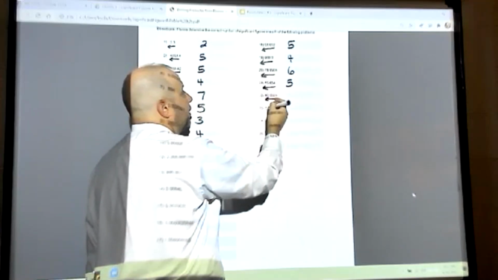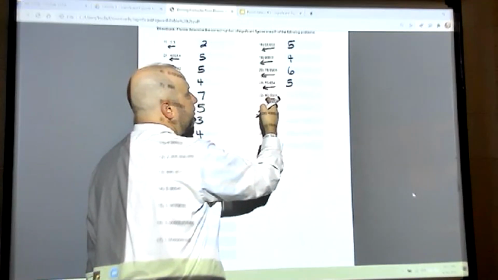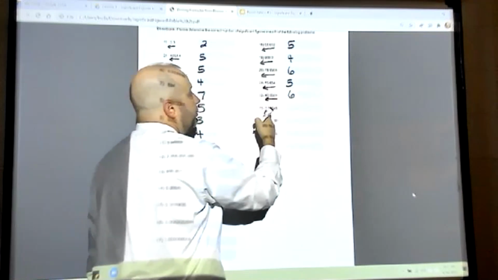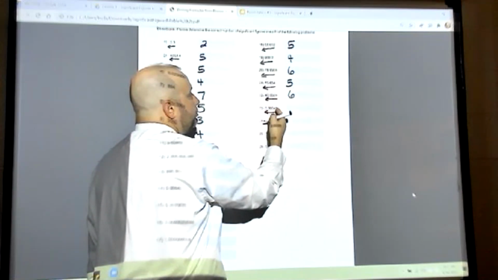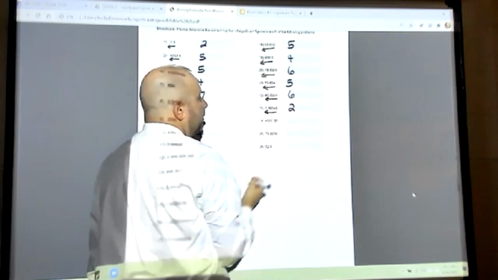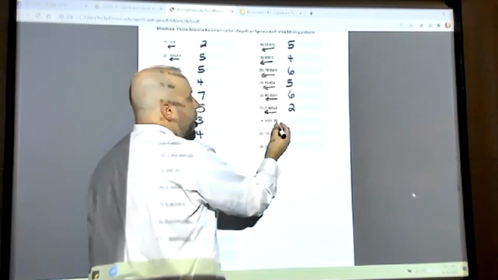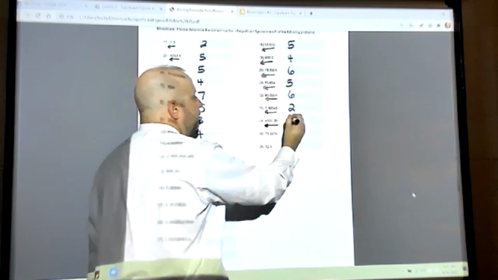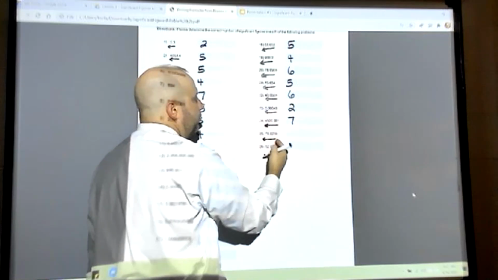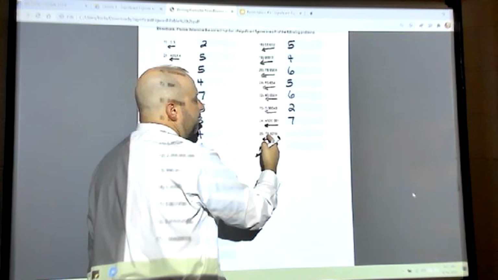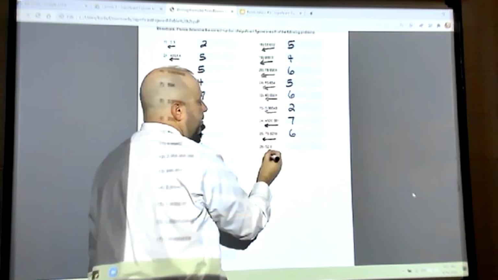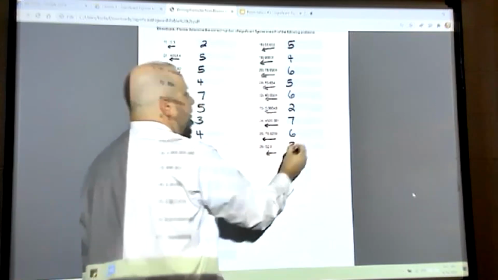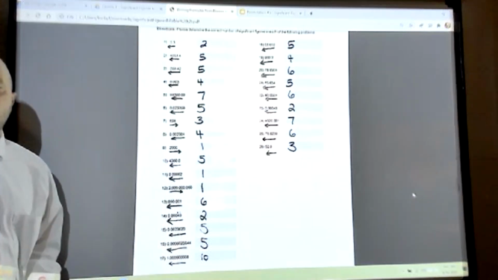Decimal point, this direction, 1, 2, 3, 4, 5, 6. There is a decimal point. We're going in this direction, 1, 2. Next one, there is a decimal point. We're going in this direction, 1, 2, 3, 4, 5, 6, 7. Here we go, 1, 2, 3, 4, 5, 6. And 52.0 has 3. All right.